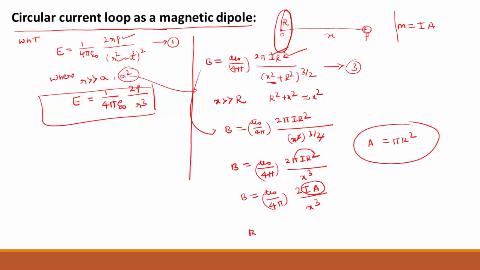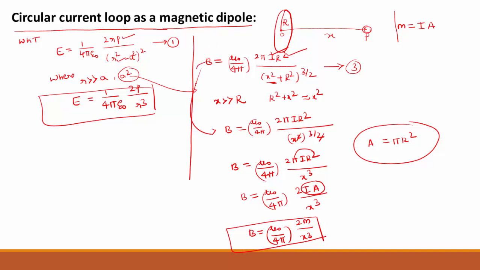Hence, the final equation becomes B is equal to mu naught divided by 4 pi, 2m divided by x cube. Hence, the current carrying loop behaves as a magnetic dipole. This is the current carrying circular loop.